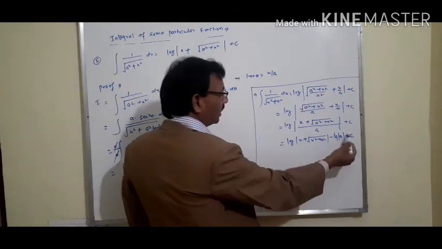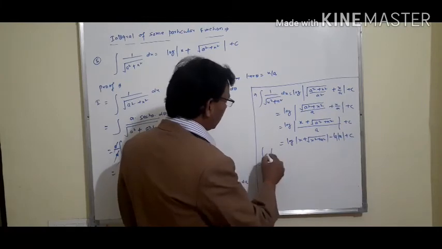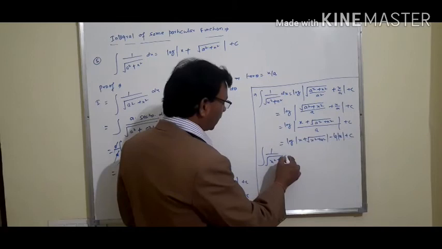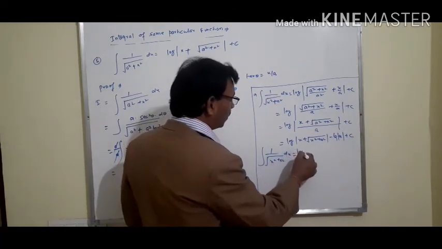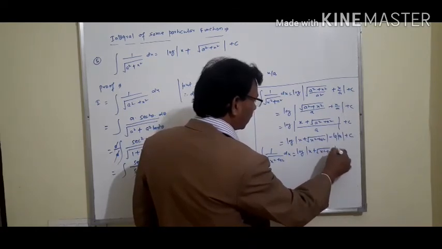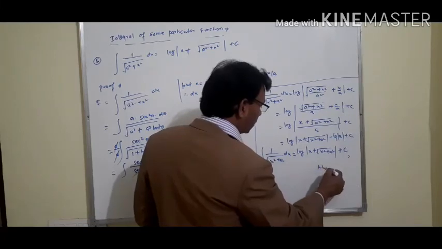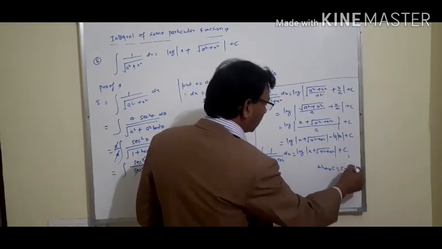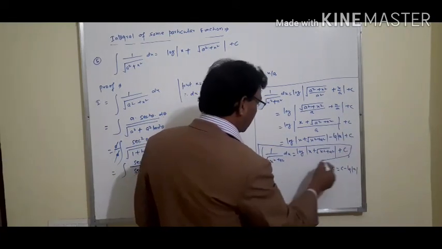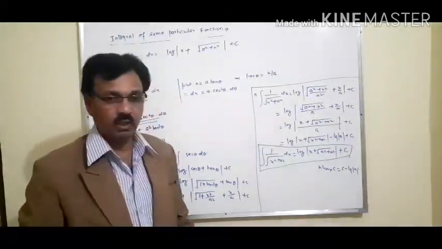Since c minus log of a is a constant, we can write the integration of 1 upon root under x square plus a square into dx equal to log of x plus root under x square plus a square plus c, where c equal to c minus log of a. So this is the integration of 1 upon root under x square plus a square.